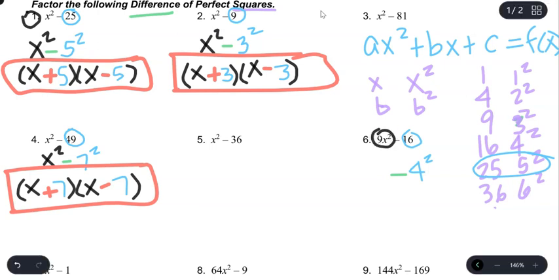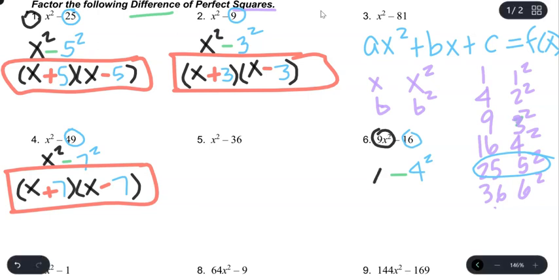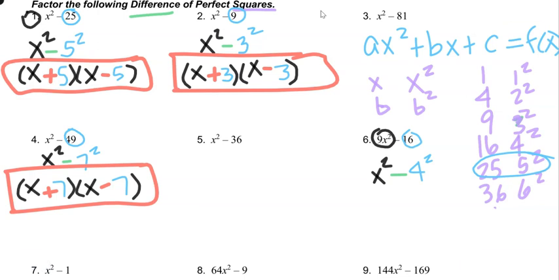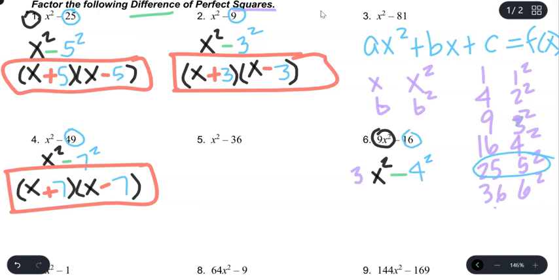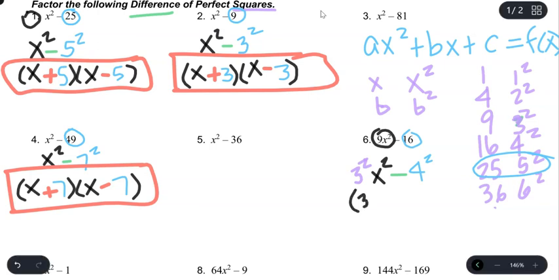I've got 9x squared. I don't just have x. Well, obviously, x squared is a perfect square, but is 9 a perfect square? 9 is a perfect square. So I actually can rewrite 9 as 3 squared. So my lead term, 9x squared, is actually 3 squared times x squared. And when I rewrite that, I can combine the two, since they're both squared, and write it like this.